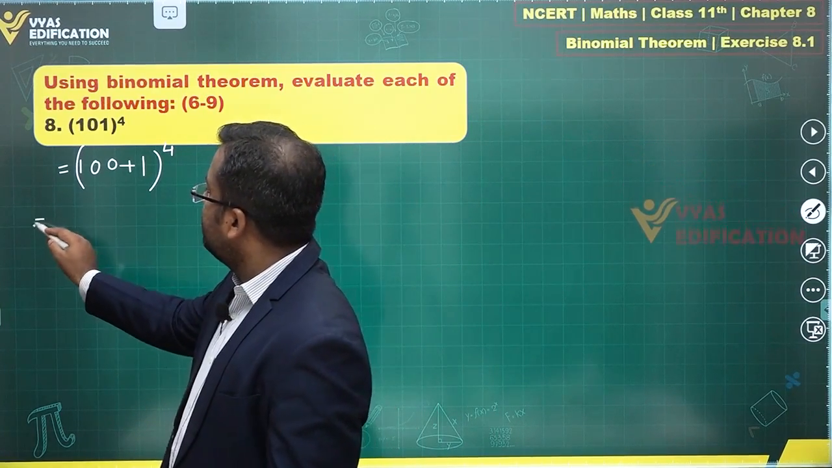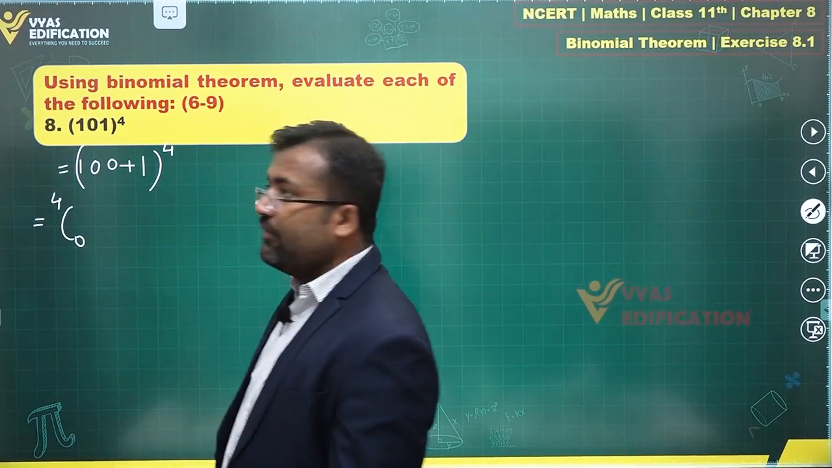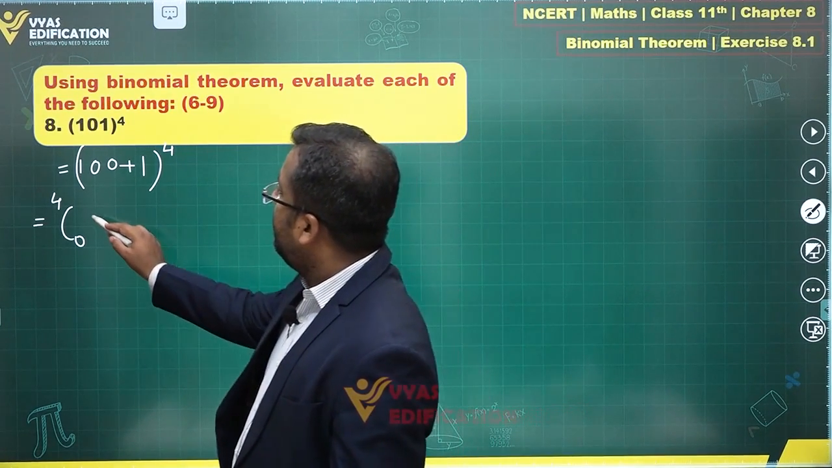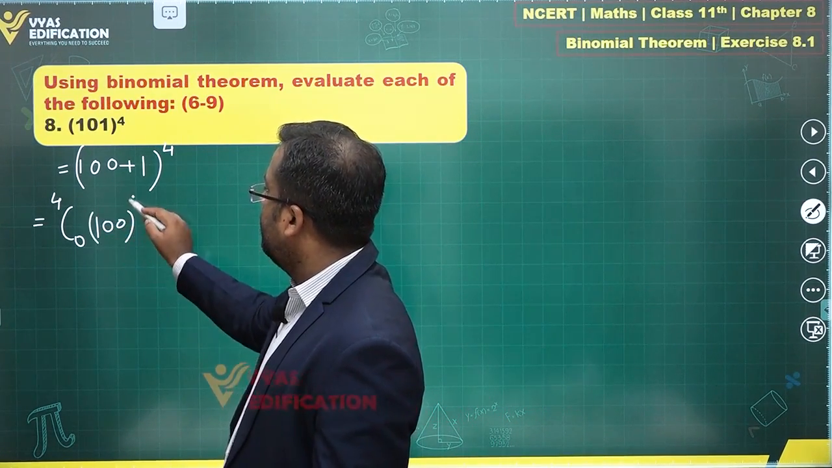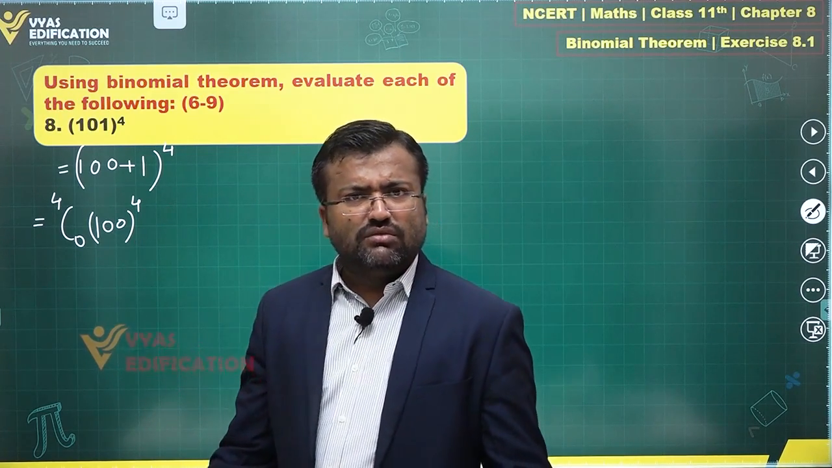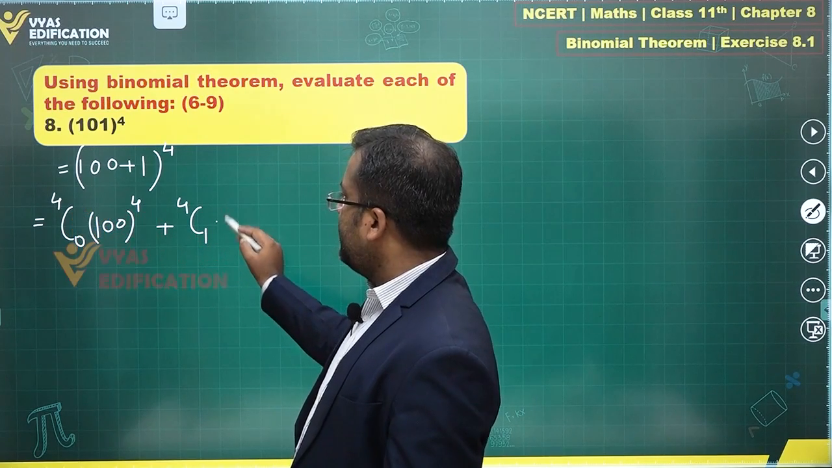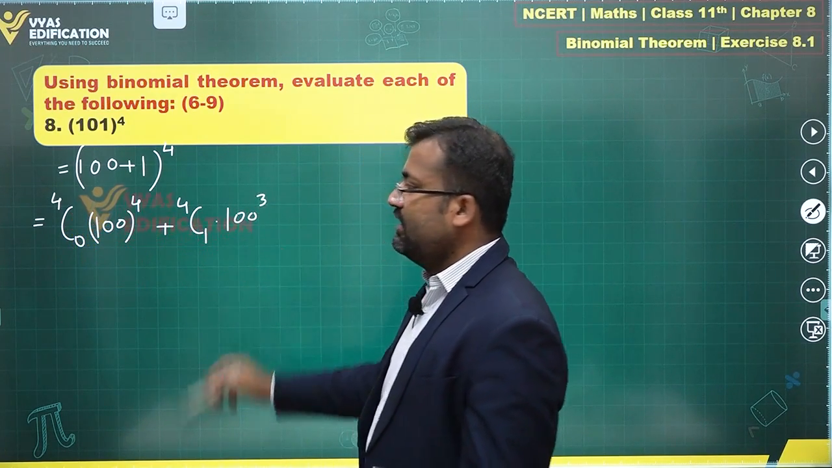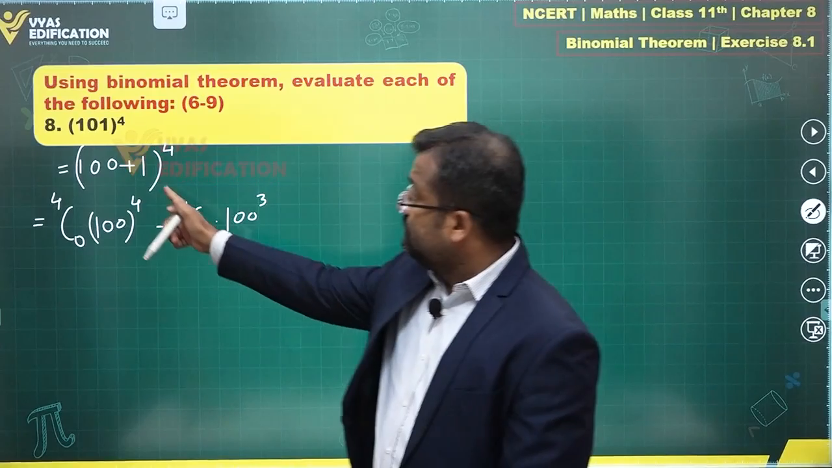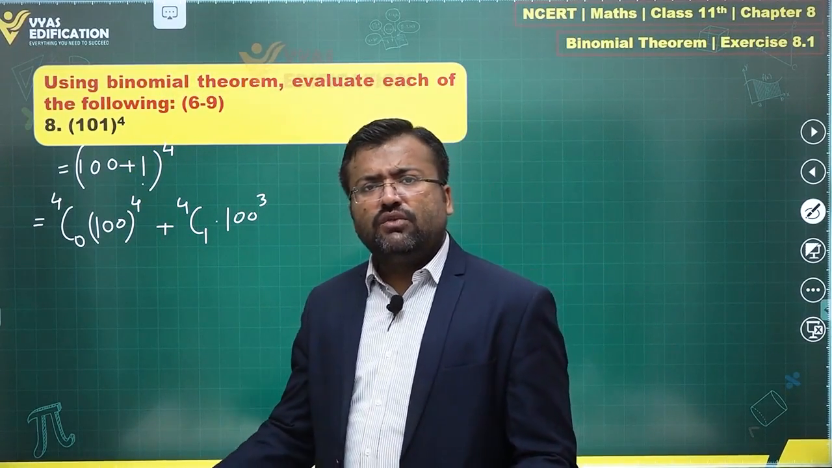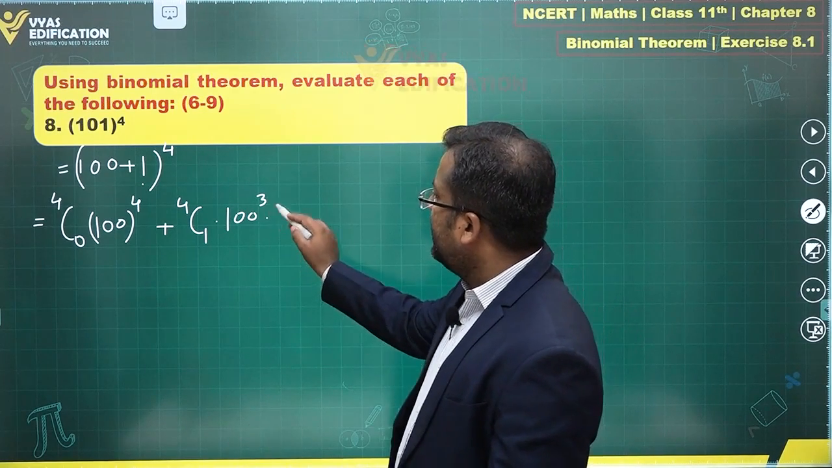Okay, this becomes 4C0 times 100 power 4. Okay, 1 power 0 is same as 1. Plus, the next term will have binomial coefficient 4C1. The power of 100 will reduce by 1. And the power of 1, the second term in the binomial expansion, will be increased by 1. But 1 power 1 is also 1, right? Let's write 1 power 1.